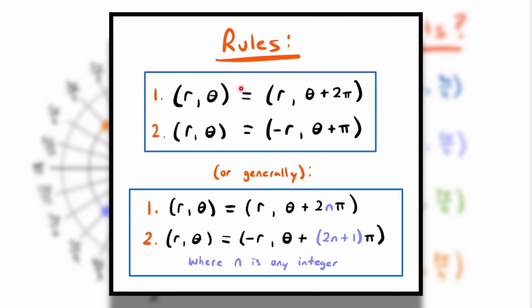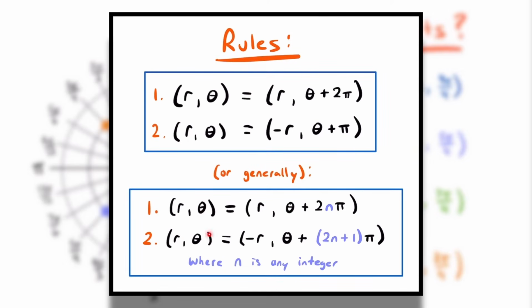And so this is the most basic way to write these rules, but there is a more general form that I have down here. In this case, the more general way to write our first rule, instead of just having r and then theta plus 2 pi, is to have r and then theta plus 2n pi, where n is any integer. And all that means is that we can add or subtract any number of full circles. We could have 4 pi or 6 pi, 8 pi, negative 2 pi, negative 4 pi, as long as we have some number, whether that be positive or negative, of full circles or multiples of 2 pi to the angle and leave the radius alone, you're going to have an equivalent point.